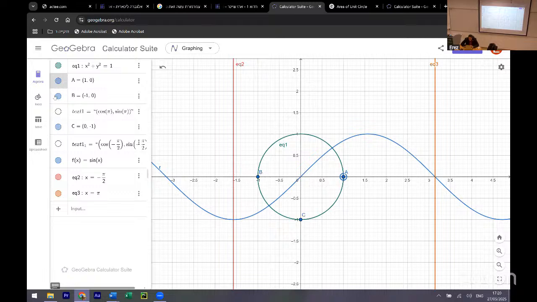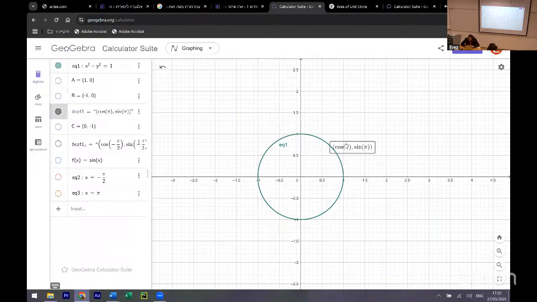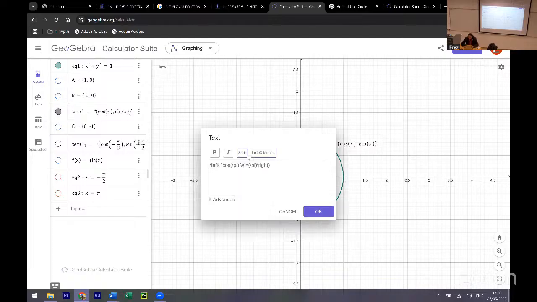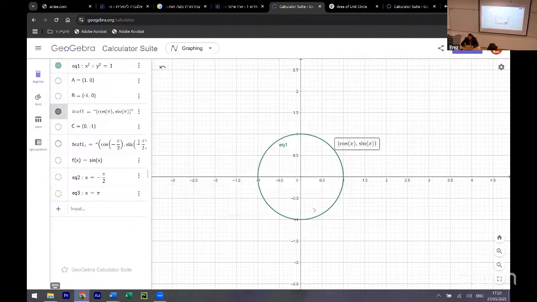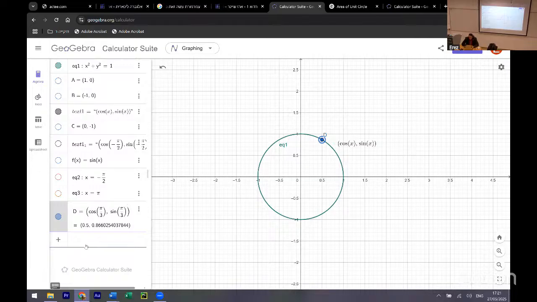I will need the circle, I will need one text. I don't need the point and I don't need anything. Okay, I'll create my own point. Okay, so assume the angle is X. The point is cosine of pi over 3, sine of pi over 3, that's the point.